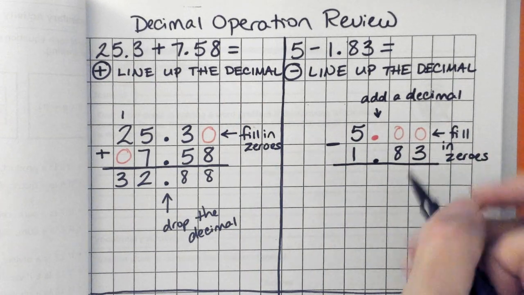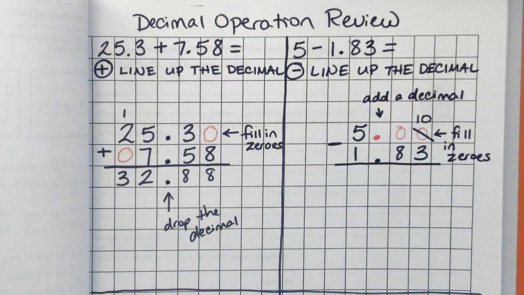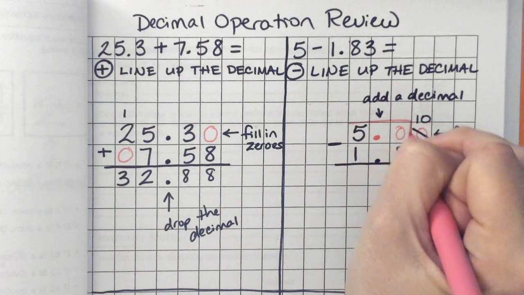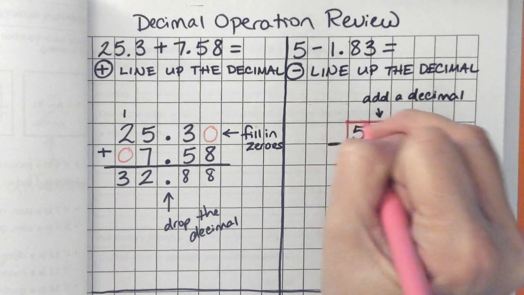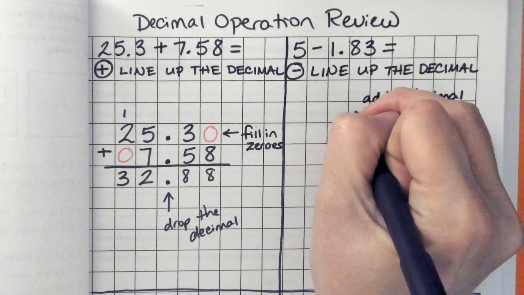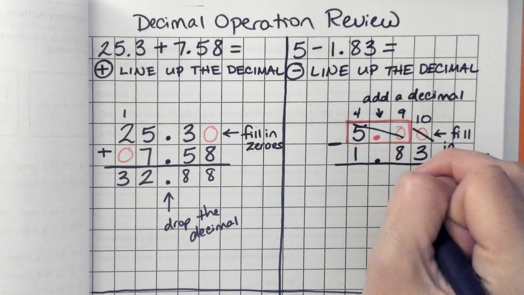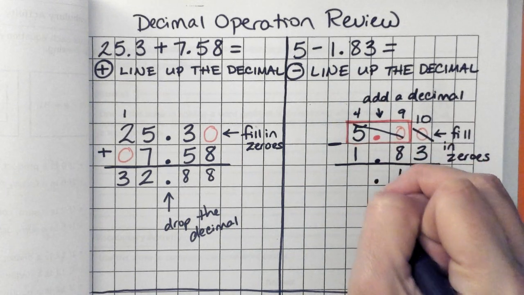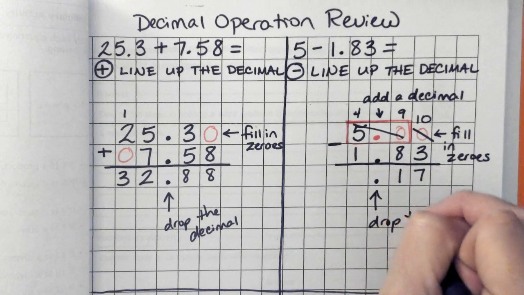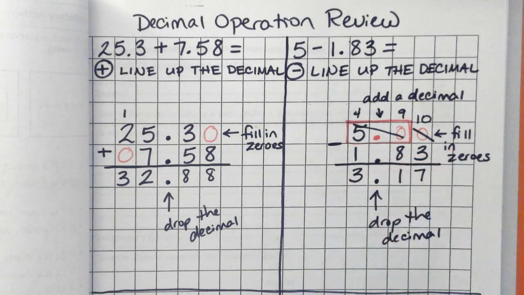Okay. 0 minus 3, I can't do it. I'm going to make this into a 10. So I'm going to box in the 5 and the 0, because I can't borrow from a 0, but I can borrow from 50. Okay, and 1 less than 50 is 49. 10 minus 3 is 7. 9 minus 8 is 1. Okay, drop the decimal. And then 4 minus 1 is 3. Okay, so in both adding and subtracting, you just line up the decimal.